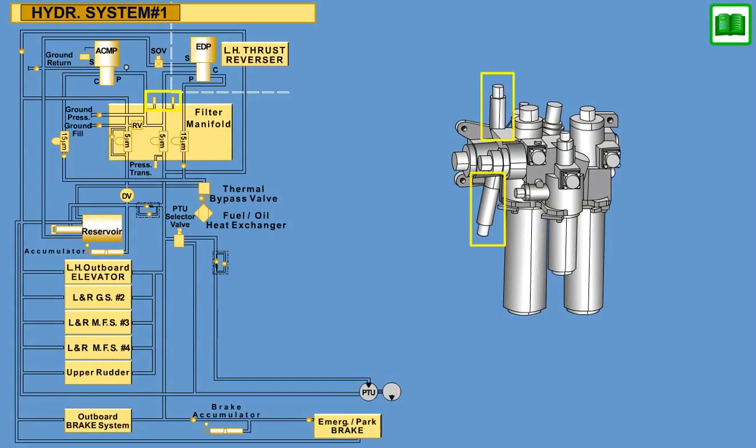Two pressure switches located on the filter manifold assembly monitor pressure output from the two pumps and are used to enunciate hydraulic pump and hydraulic system failures.